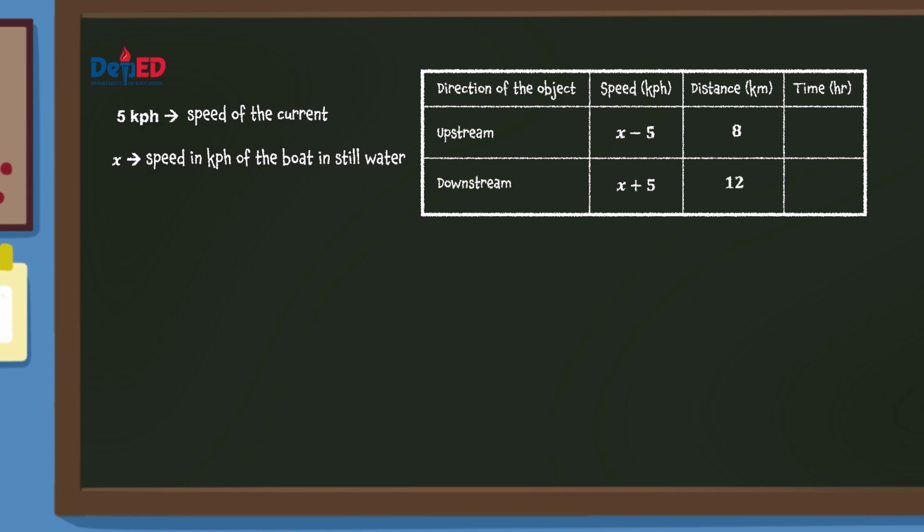Now, we express the amount of time in hours it takes the motorboat to travel in each direction. We divide the indicated distance by the speed. So, the motorboat takes 8 over x minus 5 hours when heading upstream, while it takes the motorboat 12 over x plus 5 hours when traveling downstream. We now set up the equation. Since the entire trip takes 5 hours, this means that 8 over x minus 5 plus 12 over x plus 5 is equal to 5, where x cannot be positive or negative 5.